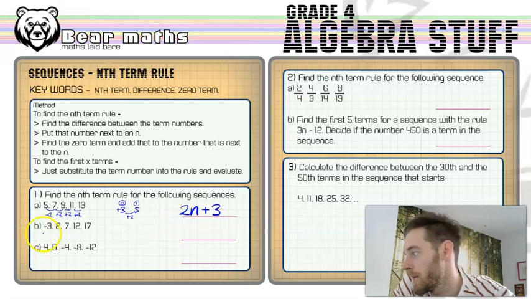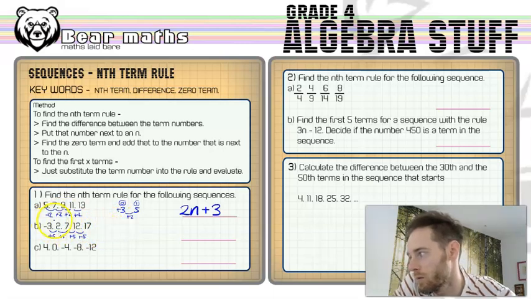Now in B, I've got minus 3. And if I add something onto that, I'm going to get to the number 2. So I'm going to add 5. Minus 3 plus 5 gives me a positive 2. Then I'm going to add 5 again. So the difference is definitely 5 each time. All that was really different here was we started in the negatives.